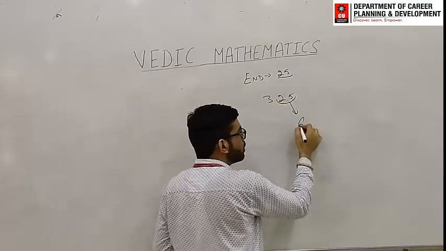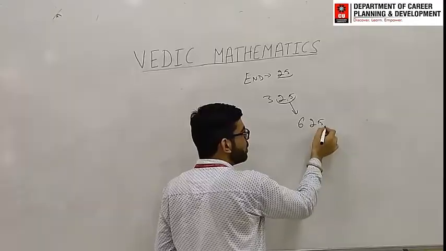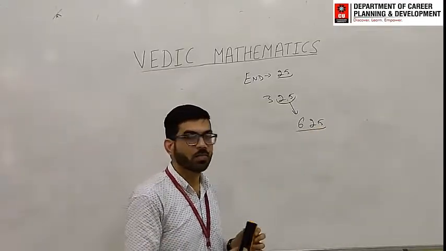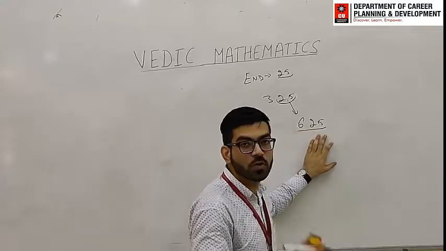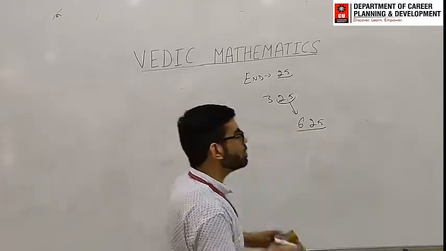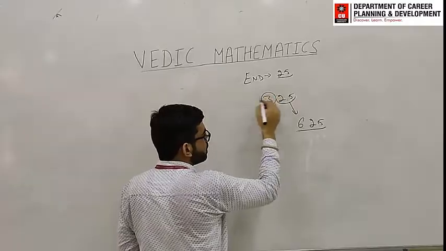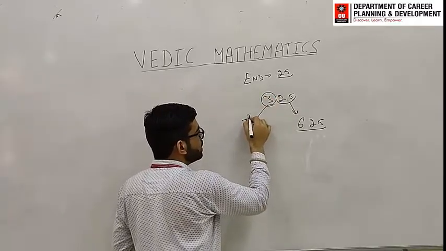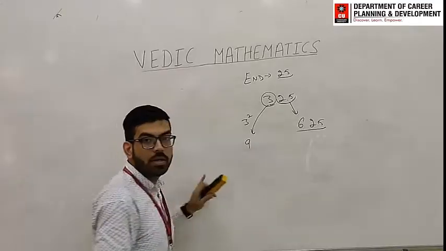Square of 25, 625. These are the last 3 digits of your answer. Next step: the remaining number is 3, take the square of that number. That means 3 square, 9.